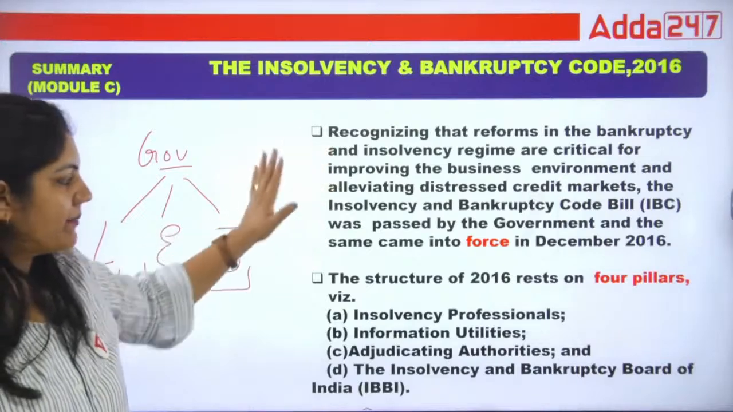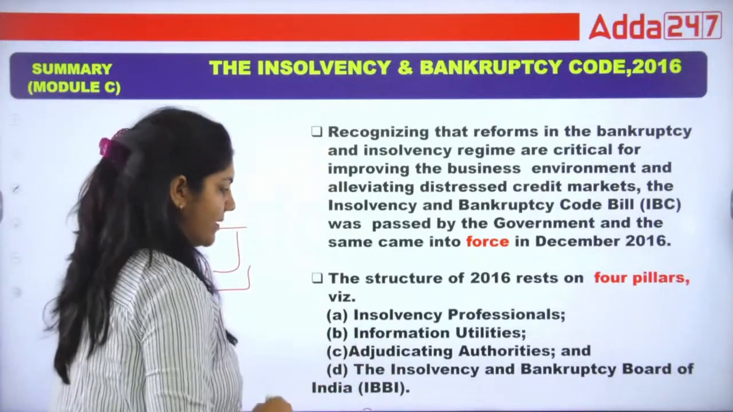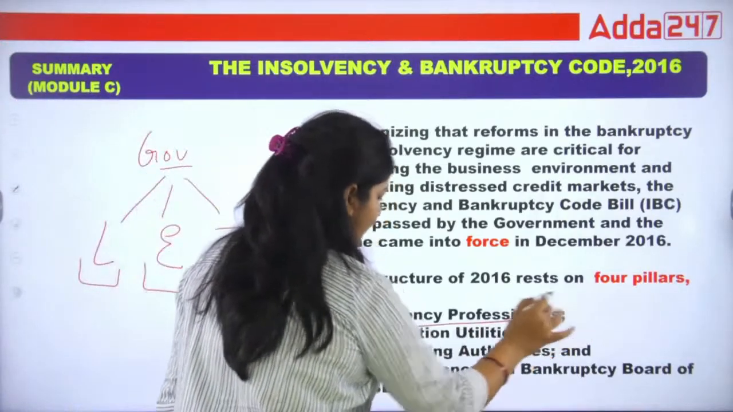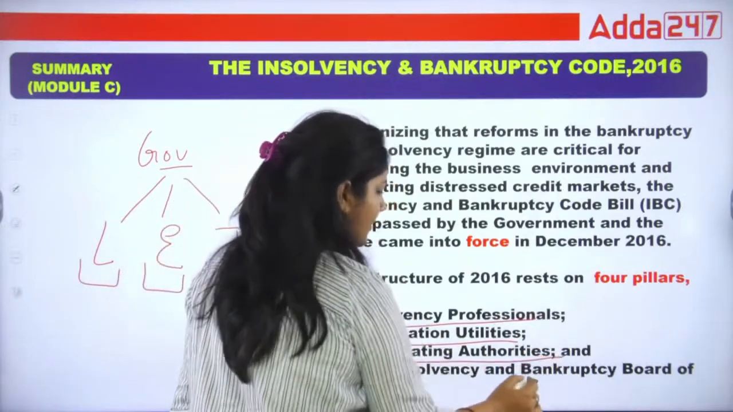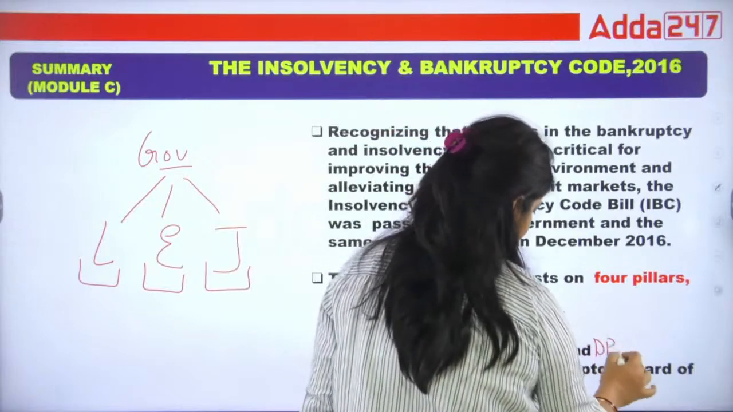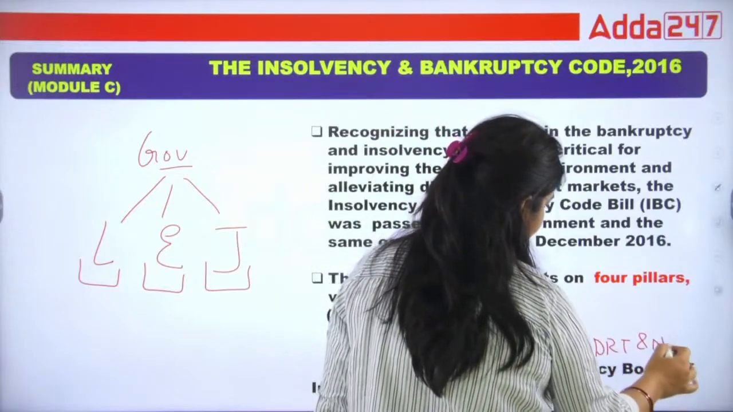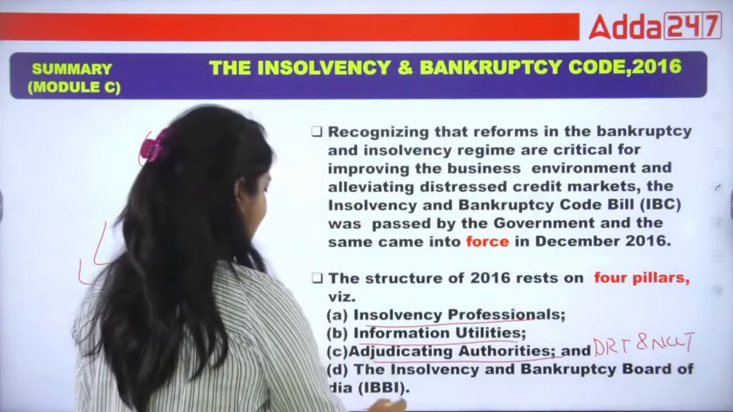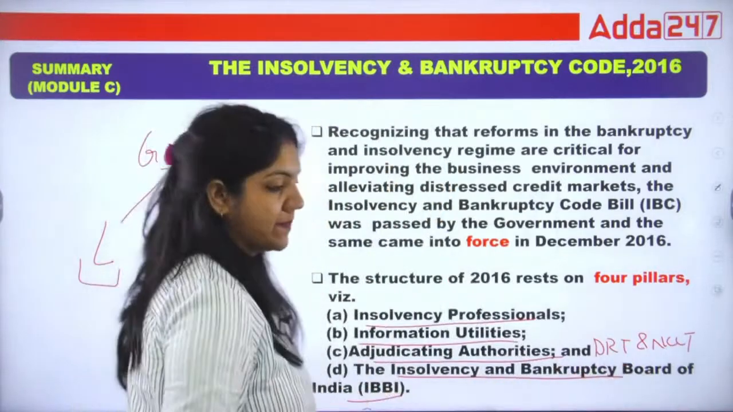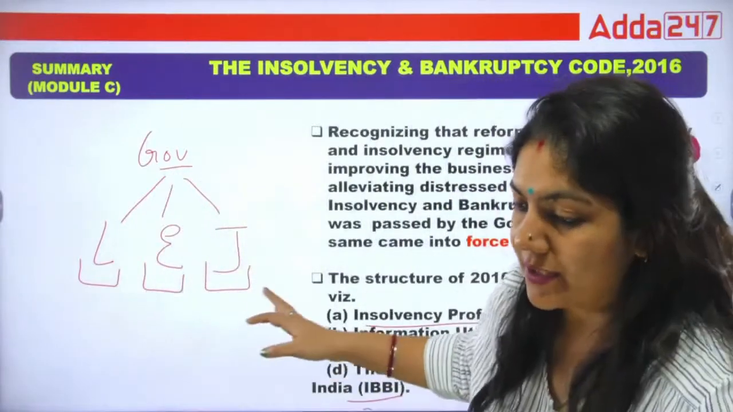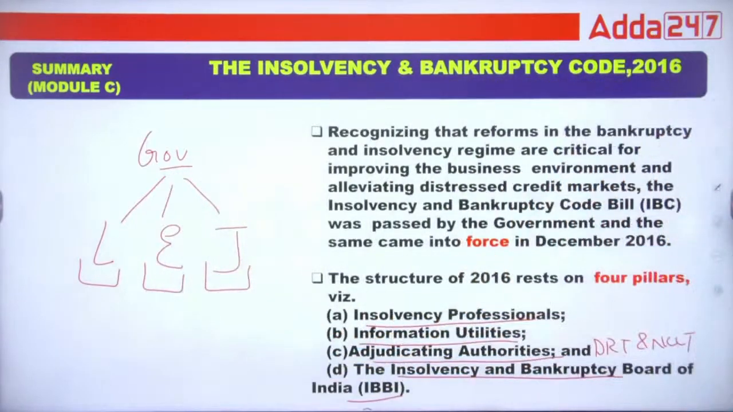In the bankruptcy code there are 4 pillars: insolvency professional, information utilities, adjudicatory authority, in which DRT and NCLT are there, and the Insolvency and Bankruptcy Board of India. So these are the 4 pillars of IBC. Please read these 4 pillars. This is very important.